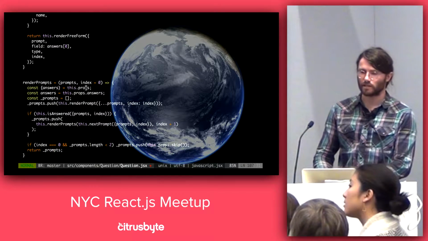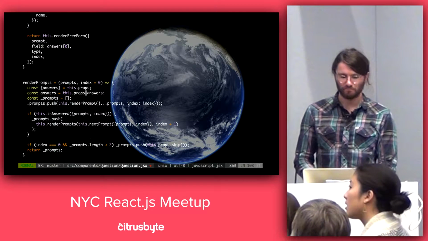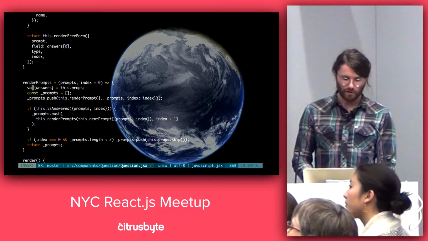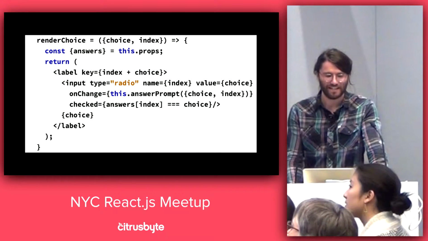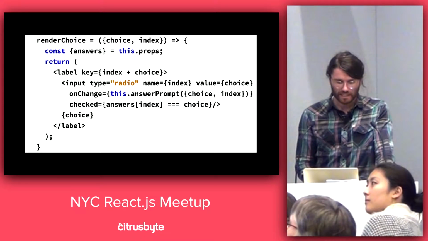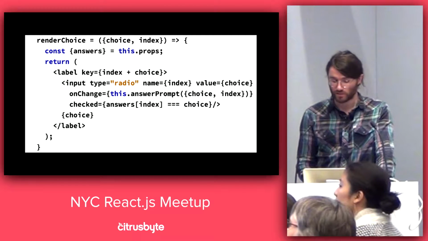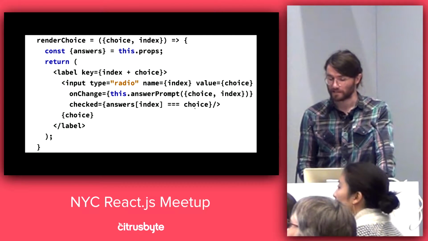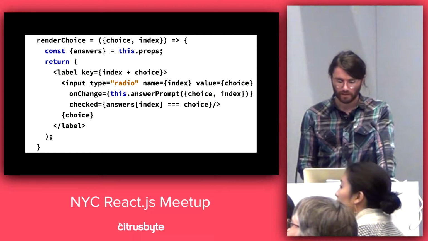This is called destructuring in ES6, which definitely takes some getting used to. And const is like var, but it's a constant. So that's kind of self-explanatory. All right, so we're going to render this choice. We're going to need the answers, and the reason we need the answers is to know if it's checked. So we're going to check answers 0 and see if it equals yes, for example. And if it equals yes, then that option is checked.